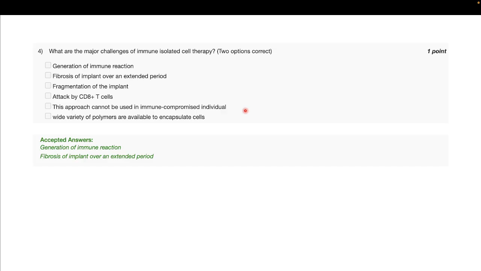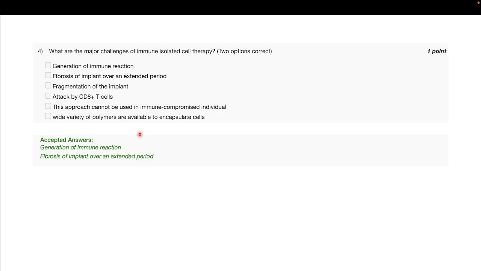The correct answer is option 1 and 2. Generation of immune reaction and fibrosis of implant over an extended period. So these are the main challenges for an immune isolated cell therapy. Why this makes sense is because even after isolating your cells from the immune system, there are chances that it could lead to an immune reaction.